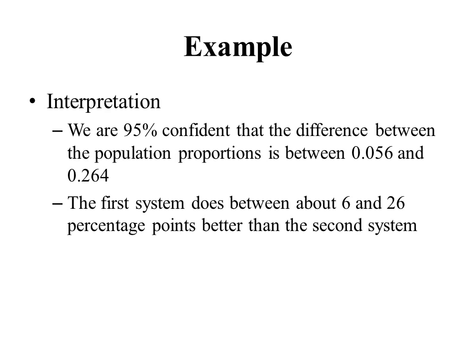Now, what this means in maybe less technical terms is that the first system does between about 6 and 26 percentage points better than does the second system. And so that indicates that the first system really is better than the second system, and so our original suspicion was confirmed by this confidence interval.